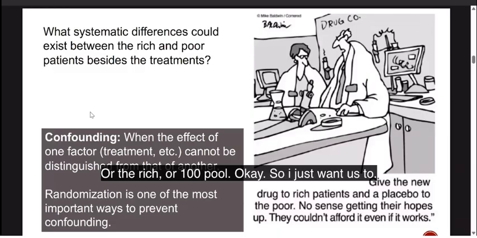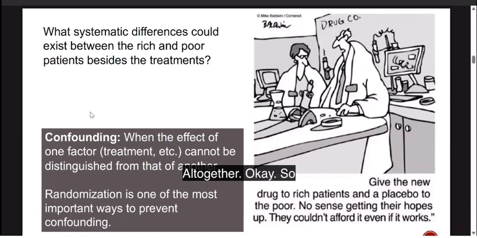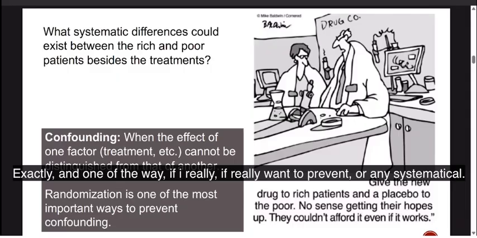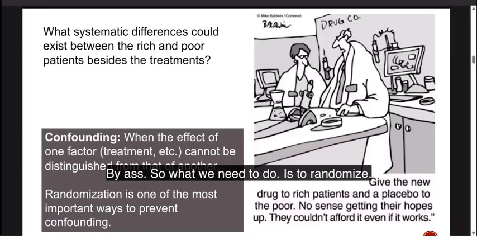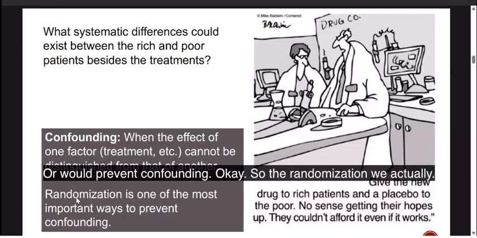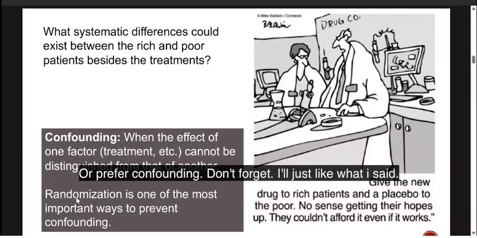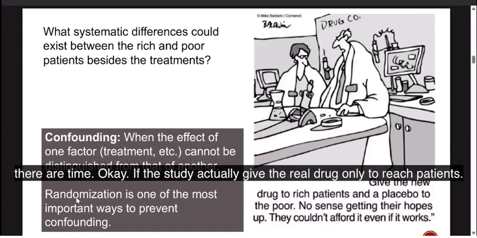I just want us to get that. If we really want to prevent any systematic bias, what we need to do is to randomize. Randomization will ensure we prevent confounding. Don't forget, just like what I said the other time.